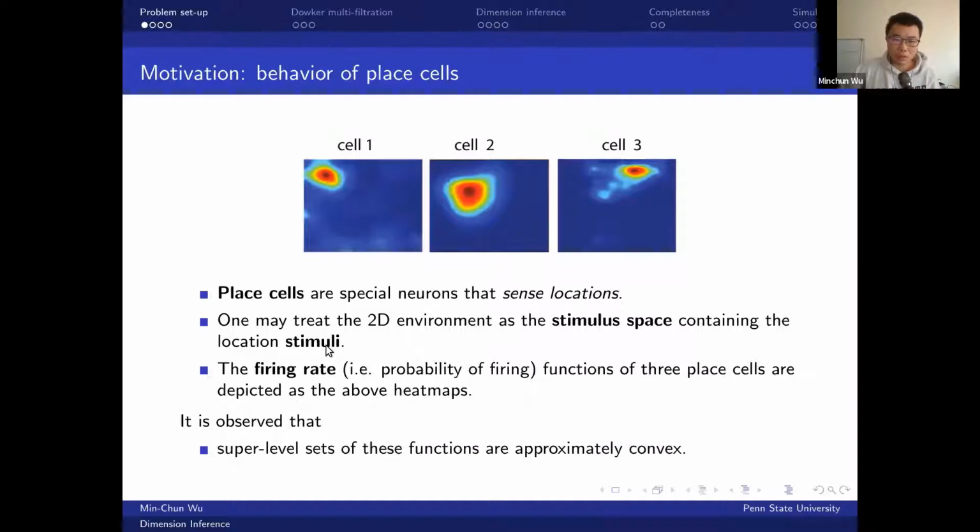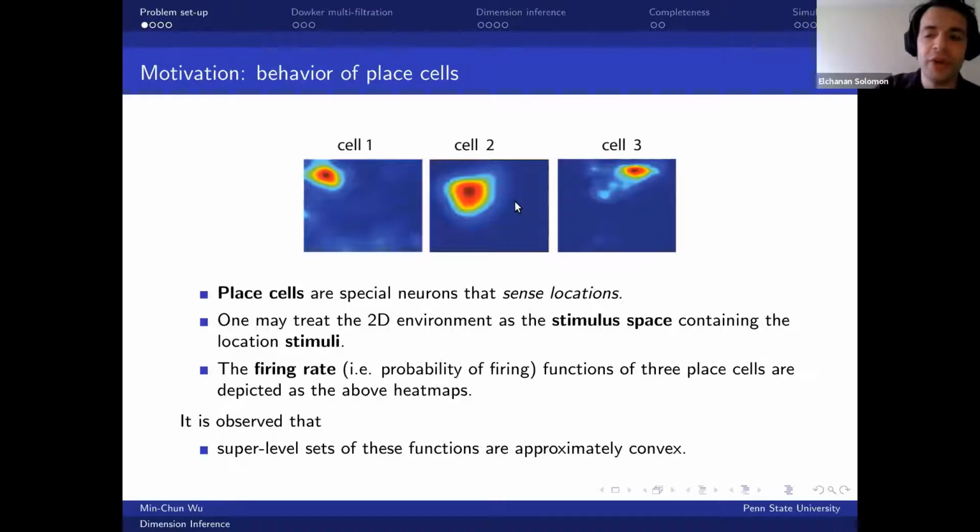You can observe that for this kind of firing rate function for different place cells, the superlevel sets of these functions are approximately convex. When you cut at a given ratio and collect the locations above that ratio, you can see they are approximately convex.